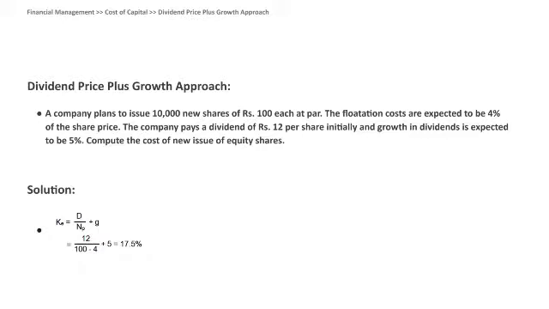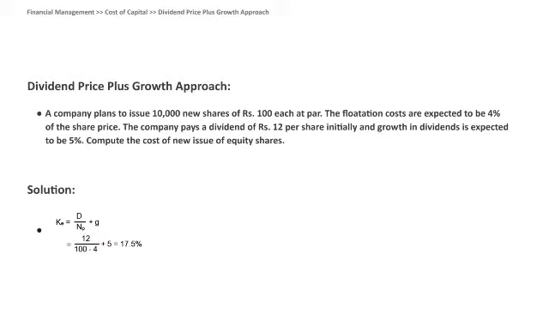How much dividend are they paying? 4% of the share price, and one share is 100 rupees. So 100 rupees into 4% gives you 4. Here 4% is the flotation cost. If one share is 100, the flotation cost is 4%, so 100 into 4% gives you 4. 4 is the flotation cost. See what all is given to you. So we got one fill in the blank: flotation cost is 4 rupees.